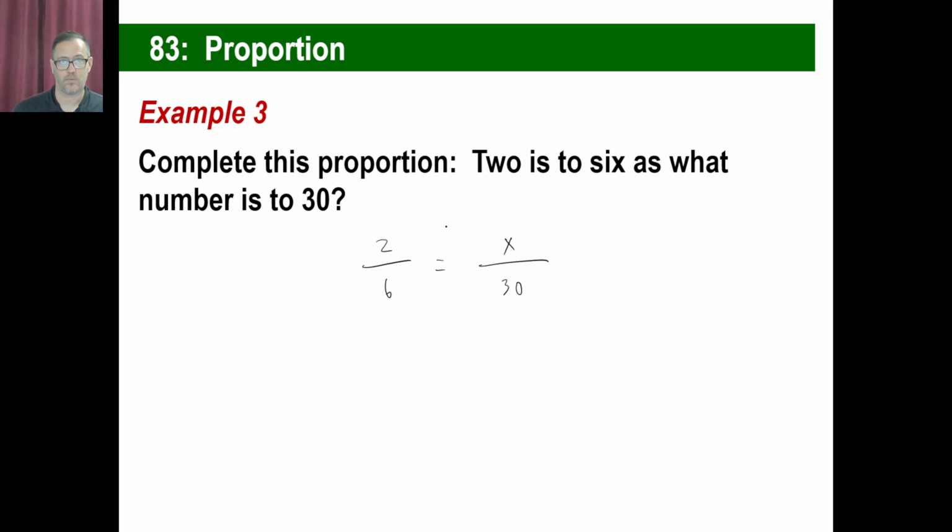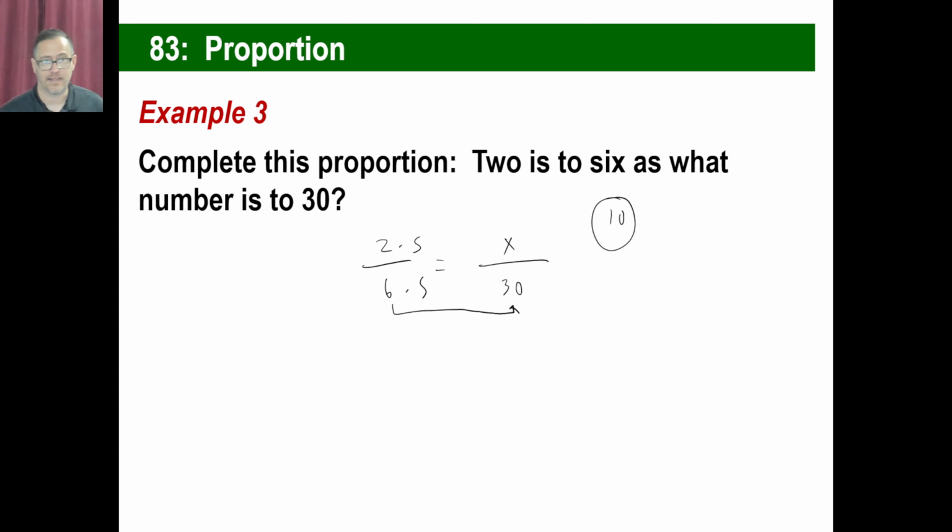We've already kind of figured out what the method is. We go, okay, I did something to 6 to get to 30. What did I do? I multiplied by 5. But then I do exactly the same thing here. 2 times 5 is 10. So the answer is 10. And that's all there is to it. You're going to be using X's and A's and B's and C's and Y's the rest of the year. So that's it for proportions. They're just ratios.